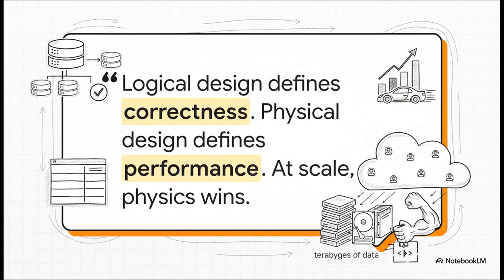So what's the big takeaway from all this? If there's one thing to remember, it's this. Logical design is what defines correctness. It makes sure your answers are right. But physical design is what defines performance. And when you're operating at scale with millions of users and terabytes of data, physics always wins.